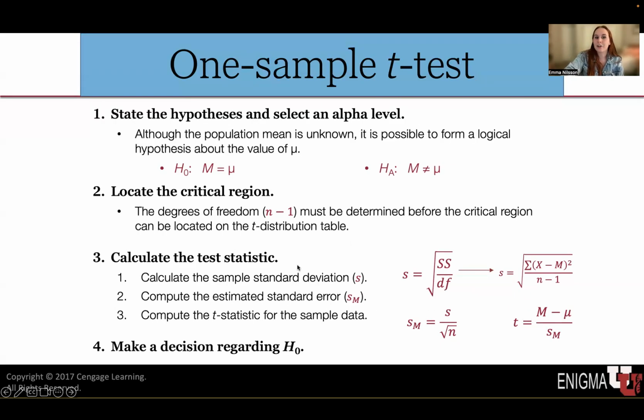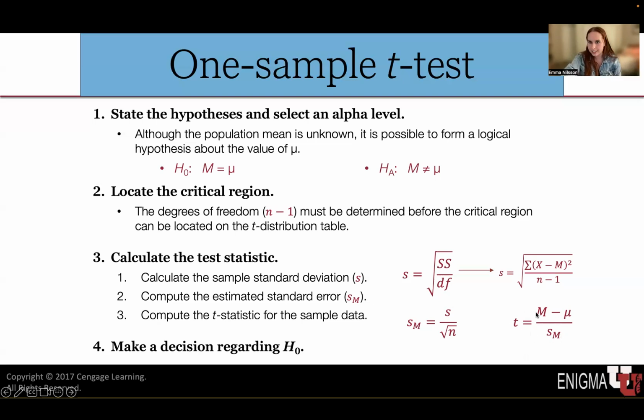And then we're going to calculate our test statistic. The 3 things we need to do to calculate a test statistic are, number 1, calculate the sample standard deviation, S here. Then 2, once you have that, you're going to plug it in to your estimated standard error formula, solve for that. And then you're going to plug this into your t statistic value and solve for that.